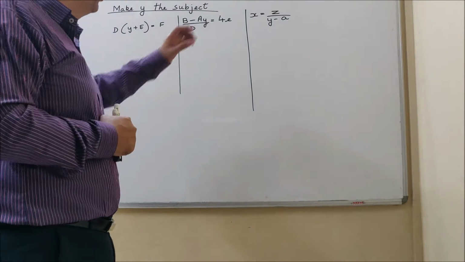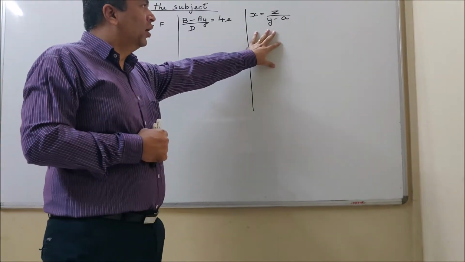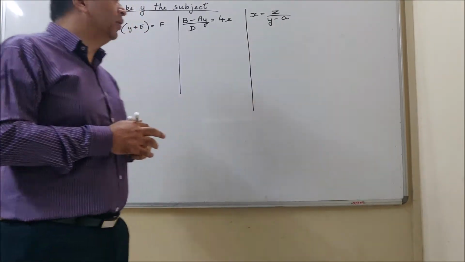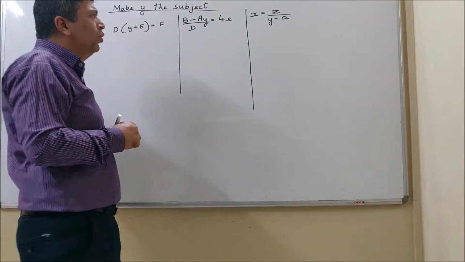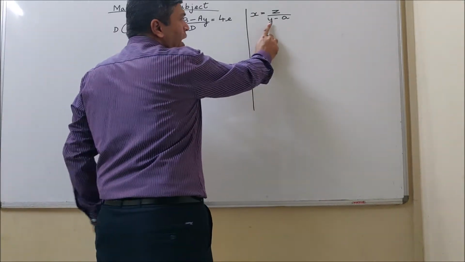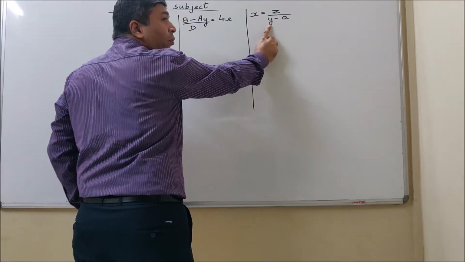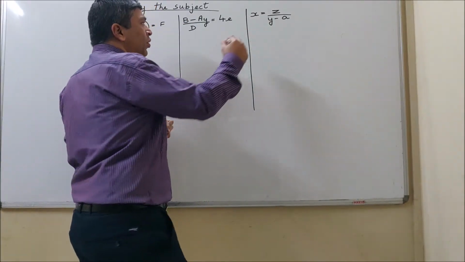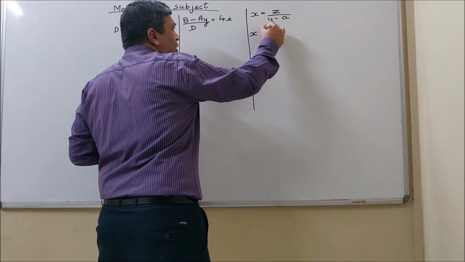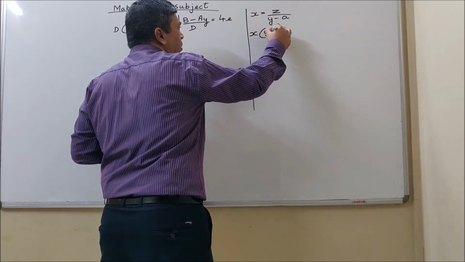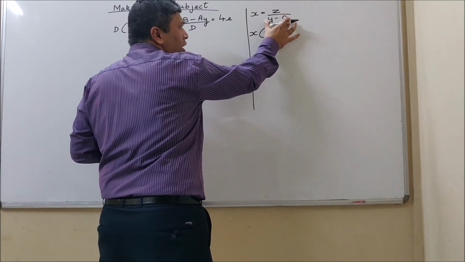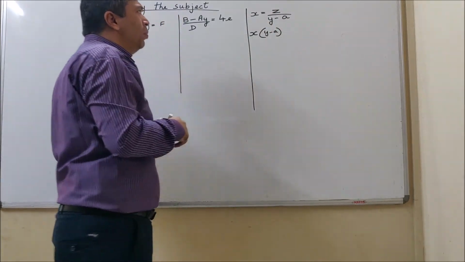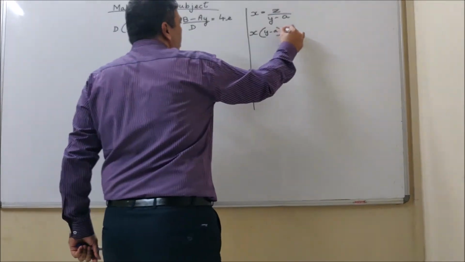Out here we want to make y the subject. Okay, let's see how it's done. The first thing that we'll do is, whatever we want to make the subject should never be in the denominator. It should always be in the numerator. So, x, open bracket, y minus a. This is division, it will go up, it will become multiplication, is equal to z.